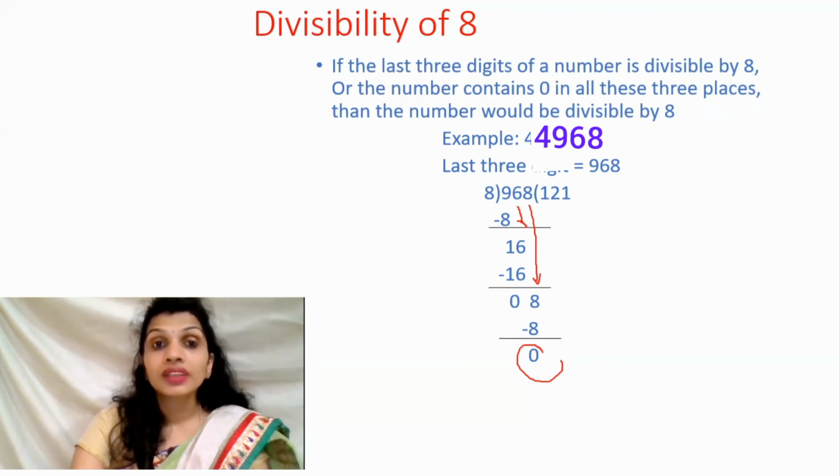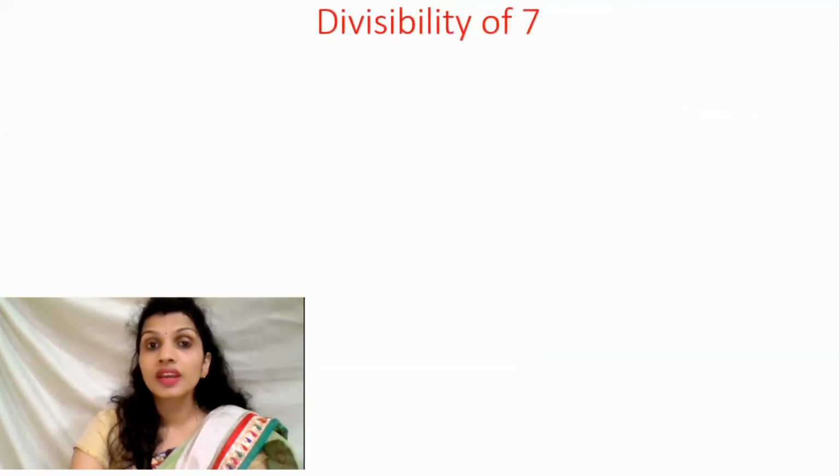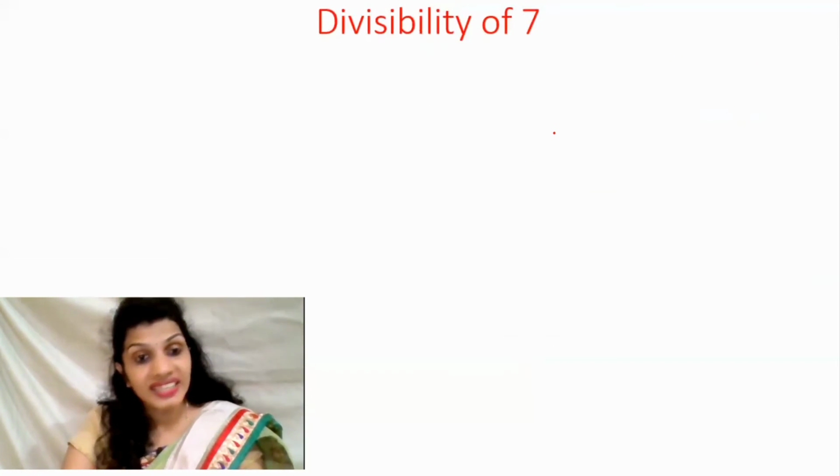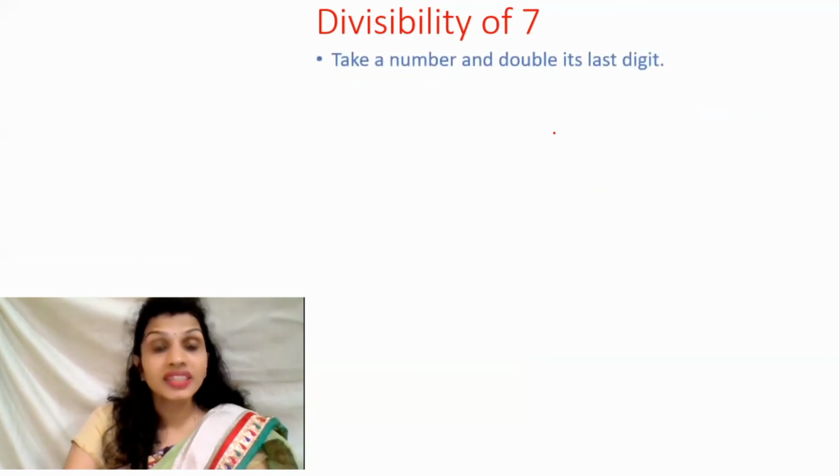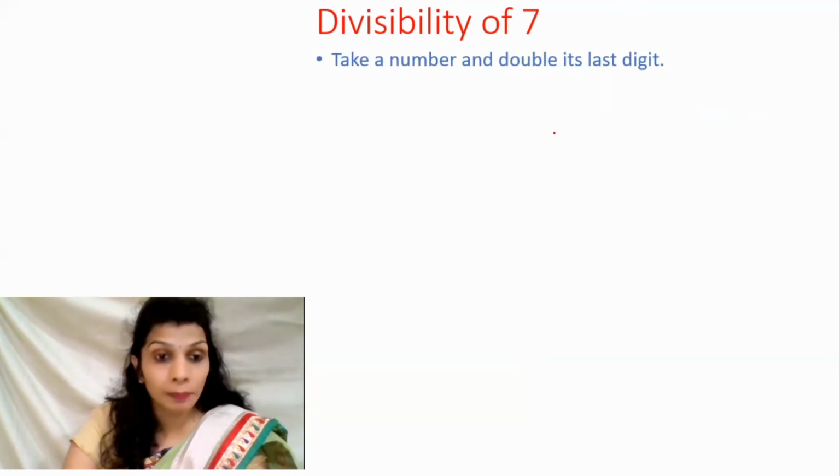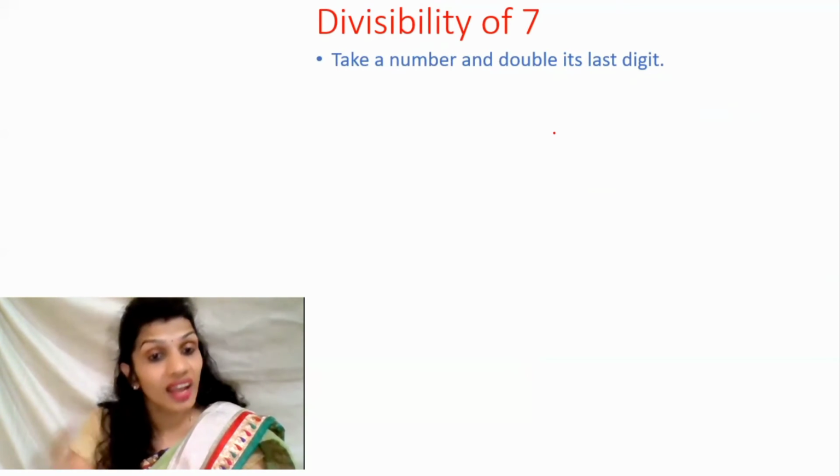Okay. Now the next rule we are going to learn is the divisibility rule of 7. It says that we are going to take a number and we are going to double its last digit.